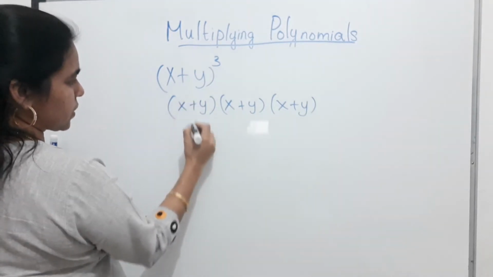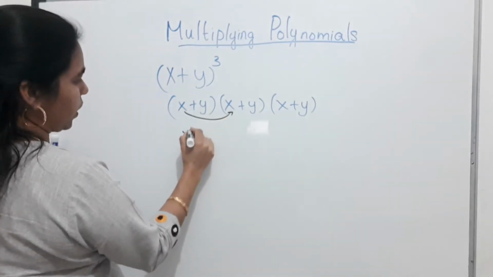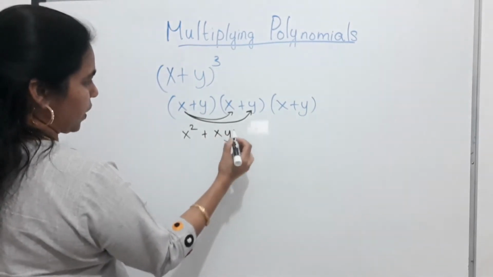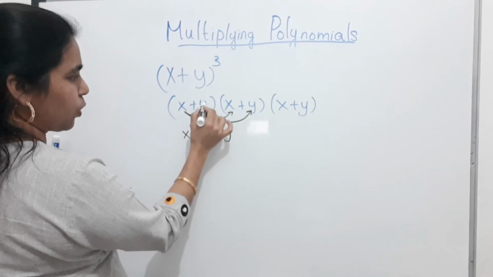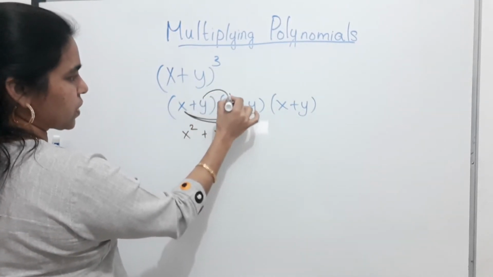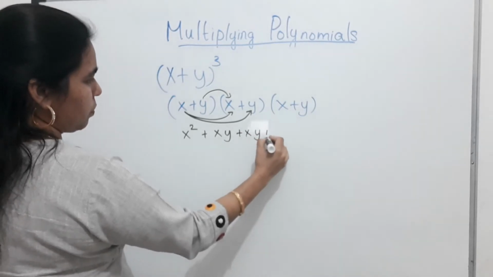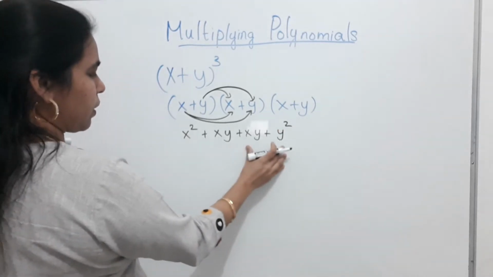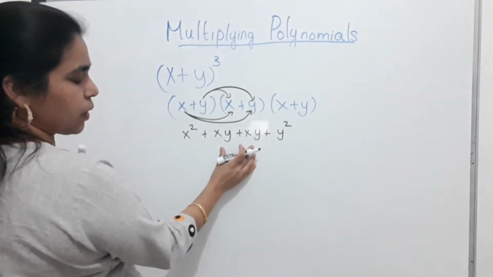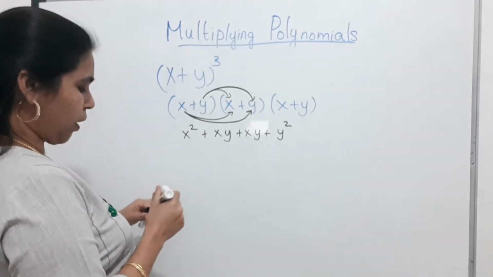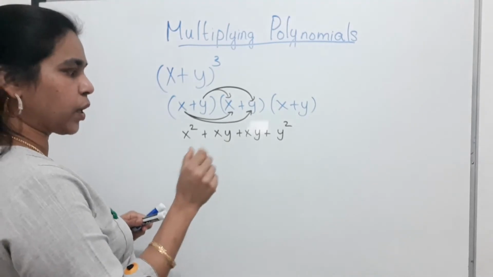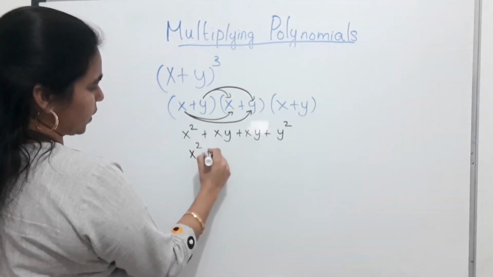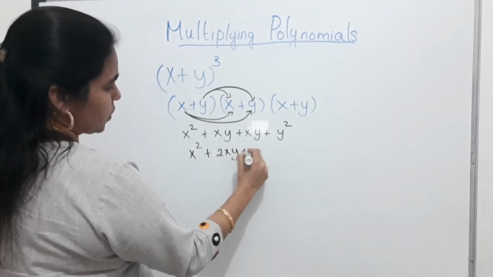So x times x will be x squared, and then x times y will be xy. You are finished with this x, and now you go to the next term. y times x is plus xy, and y times y will be y squared. Okay, so this is the value, and here you can see whether there are any like terms. When you multiply, you always have to make sure whether there are any like terms so that you can put them together. Here in this case you have xy and xy, so you can put them together. So x squared plus 2xy plus y squared.